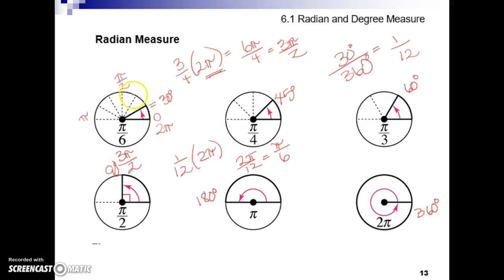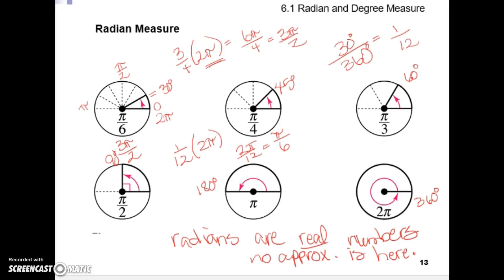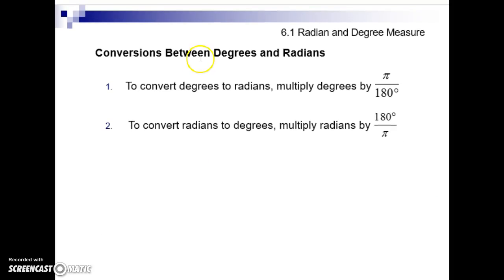So we can convert all of our degree measures to radian measures quite easily. And remember, what we like about radians is radians are real numbers. No approximation is present here. This is a real number angle measure. I don't need anything smaller than a radian. I don't need degrees or minutes or anything like that. So let's convert between degrees and radians in both directions.